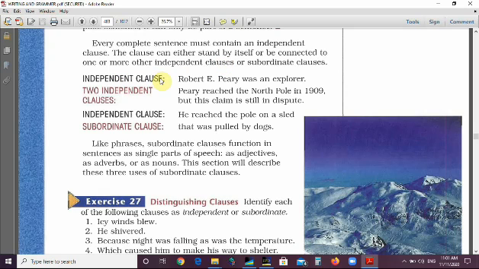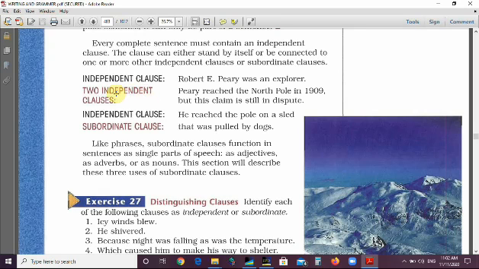We have an independent clause here. Robert E. Peary was an explorer. This clause is independent because it has a subject, Robert E. Peary, and a verb, and we have a complete idea. It can stand by itself.